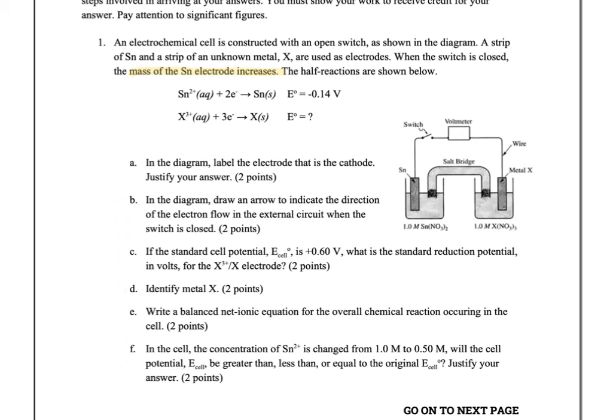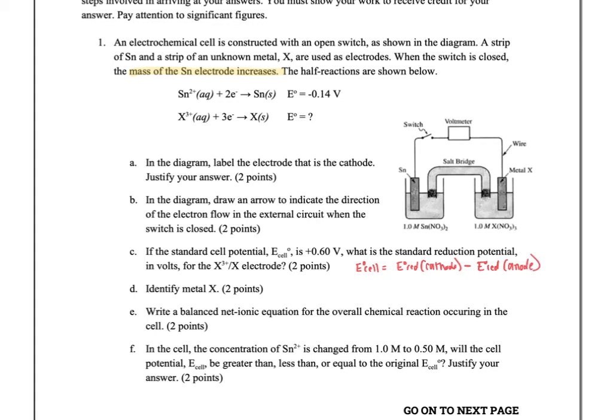Okay, so go back and do that even if you got the points because, again, I was being nice and giving you the points based off your wrong answer for A. Okay, if the standard cell potential, so the overall voltage, is 0.6, what is the reduction potential here? So we know that our E cell is going to be the reduction at the cathode minus the reduction at the anode.